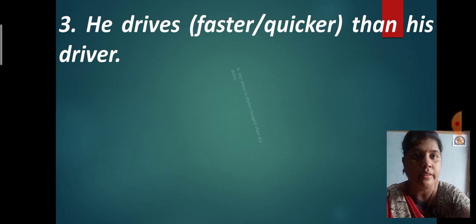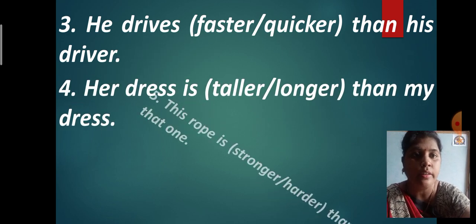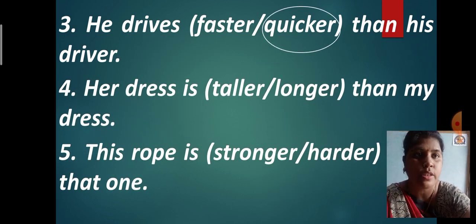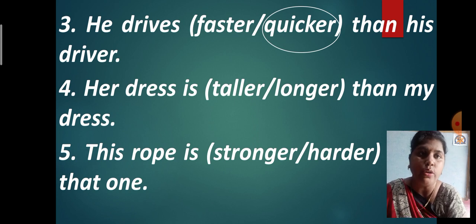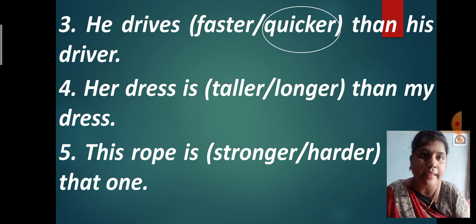Number 3, number 4, number 5. Okay, so see number 1. So see, he drives obviously quicker than his driver. Okay, he drives quicker than his driver.